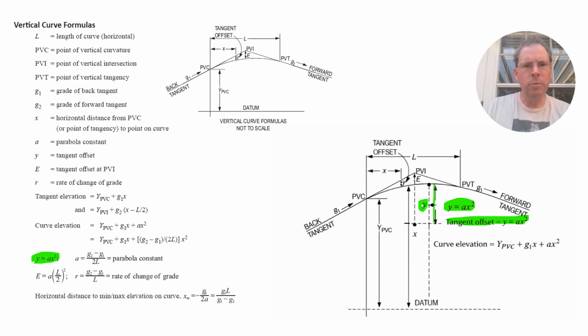And there's one other equation that comes up, y equals ax squared, that I noticed. This is like a tangent offset distance from this x. So I throw that in there.